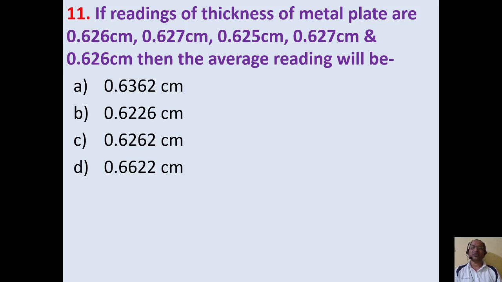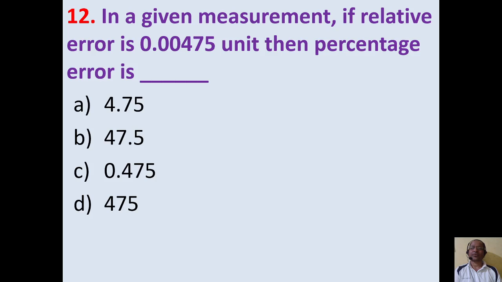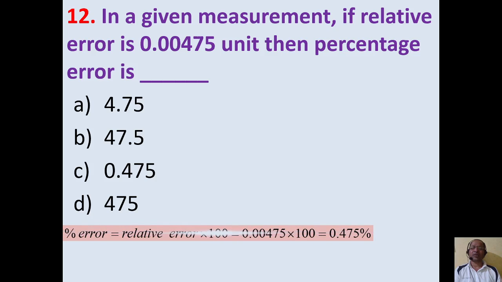Now in the 11th MCQ, 5 readings are given. We have to find the average of all these 5 readings. The average reading can be found by adding all these 5 readings divided by 5. So the average reading in this case comes to 0.6262 centimeter. That is option C. In the 12th, a measurement's relative error is given, and we have to find the percentage error. Percentage error can be found using the formula relative error multiplied by 100. So in this problem it comes to 0.475%. So option C.